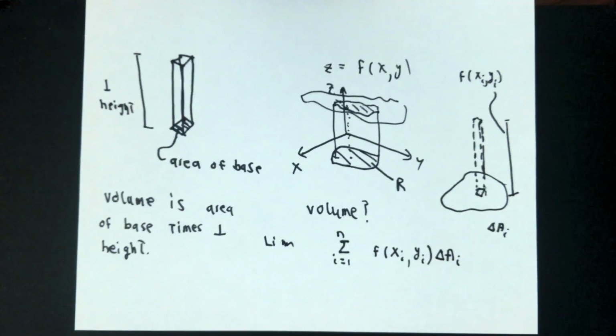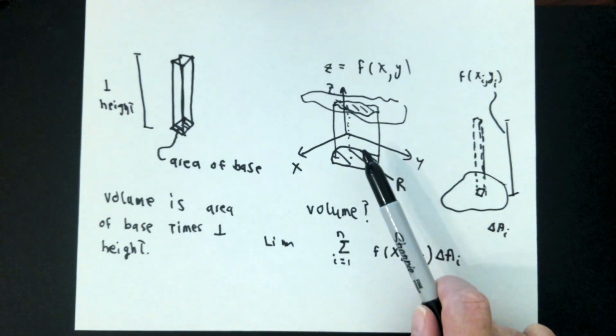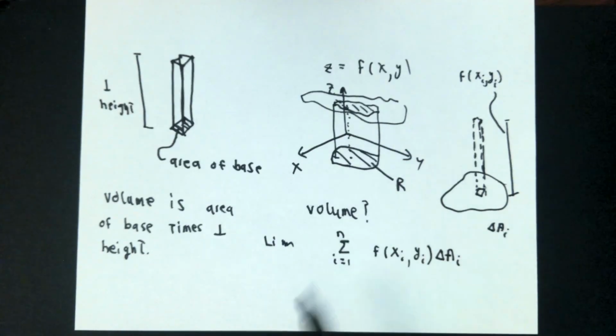So the volume of chunk number i of the solid shape is approximately f at xi, yi delta A i. I'll add up all of those estimates to get an estimate for the total volume of my solid shape here. And then I'll take the limit as all of the sub-pieces shrink down to points. This should give me the exact volume. Of course, by this time we've played this game enough, you recognize this as the definition of something.